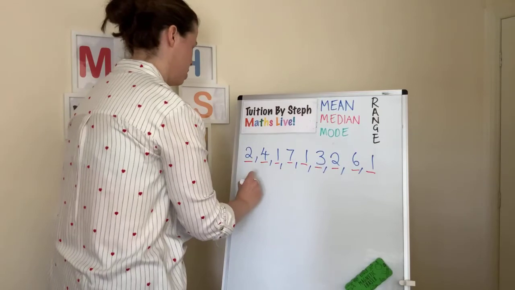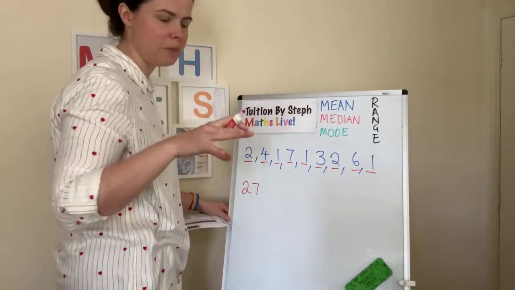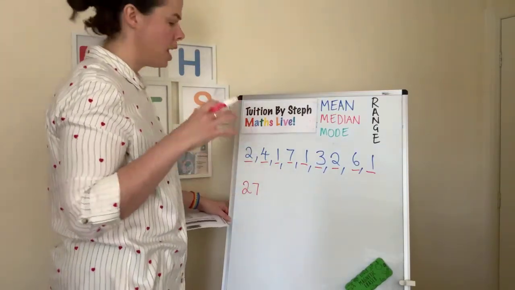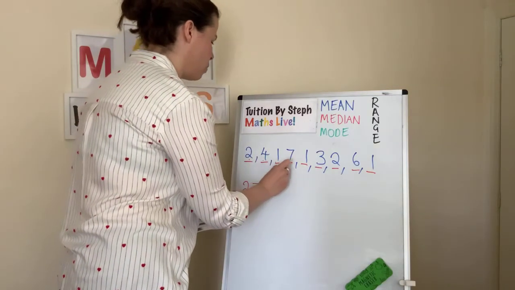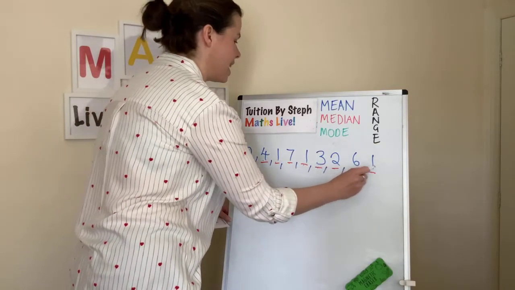Right. So, you always got to be trying to be as accurate as possible with that. 27, right, how many numbers are there? 1, 2, 3, 4, 5, 6, 7, 8, 9.